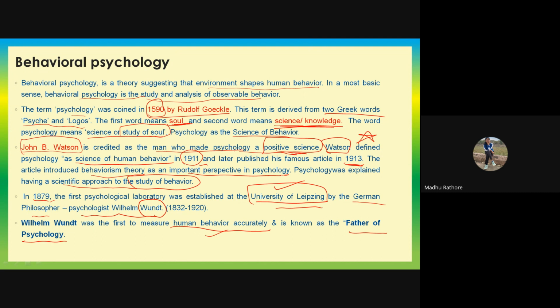So that's it. I mentioned here only the most important points: psychology was coined by Rudolf Goclenius, and it comes from the Greek words psyche plus logos. Psyche means soul, and logos means knowledge, the study of soul. And the science of behavior was given by John B. Watson. Okay, shall we move on?